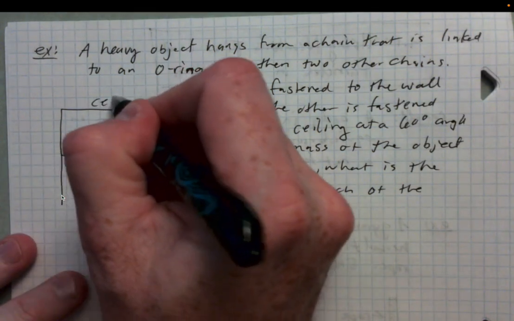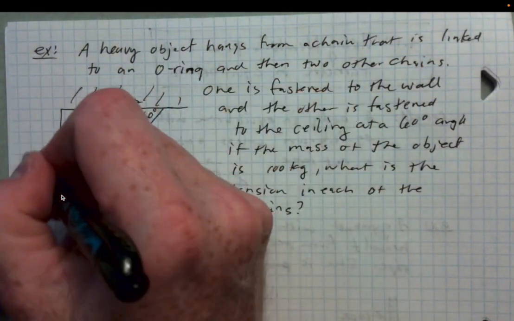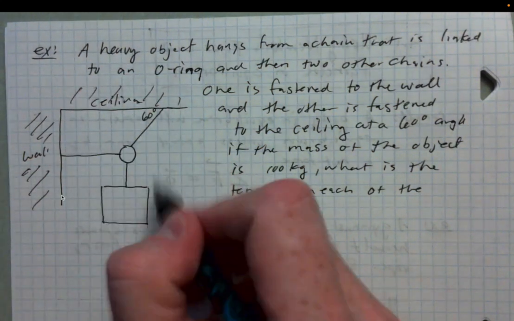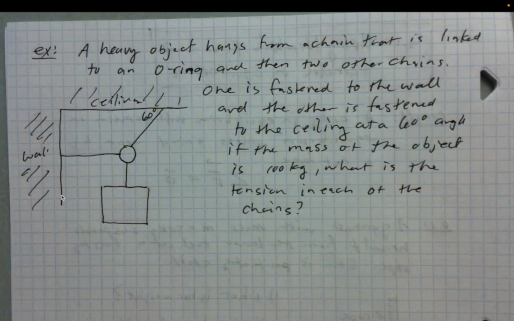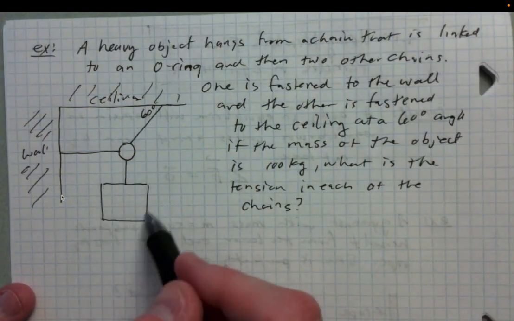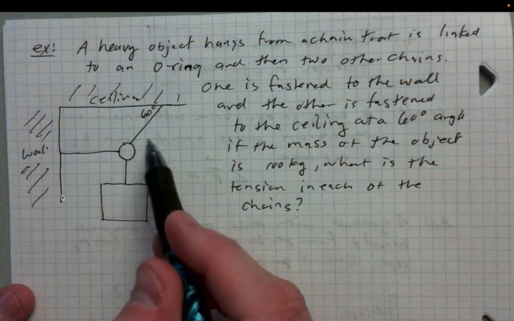This is the ceiling right up here. And this is the wall over here. Right, and then you've got just this big heavy object, 100 kilogram object. So let's think about the weight first. So we're going to generate two free body diagrams. We're going to think of the free body diagram of the weight, the object here, and then secondarily the O-ring.